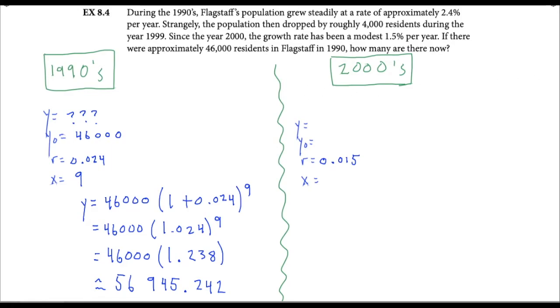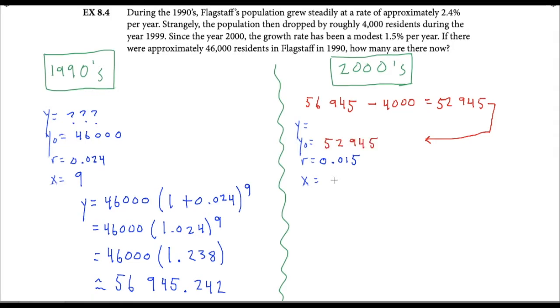So in order to determine what my starting population will be for the 2000s, I'm going to take the 56,945 and then I'm going to subtract off 4,000. This yields a population of 52,945, and that will become my initial population for the 2000s.